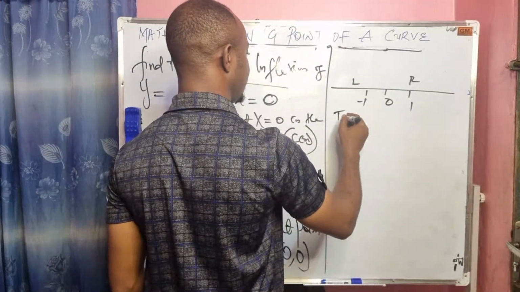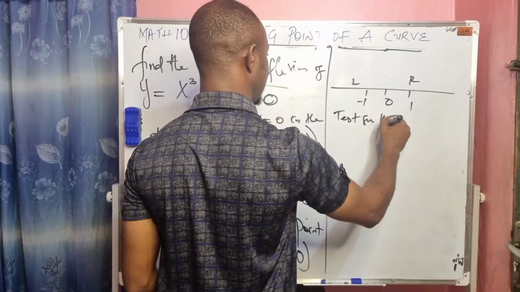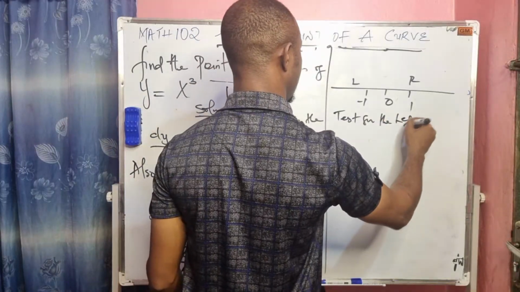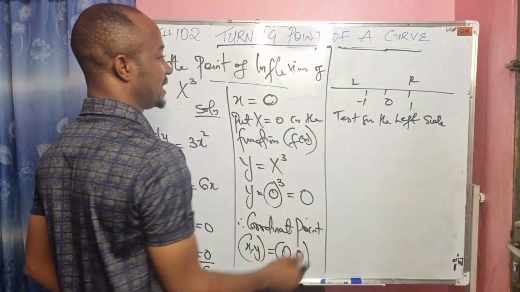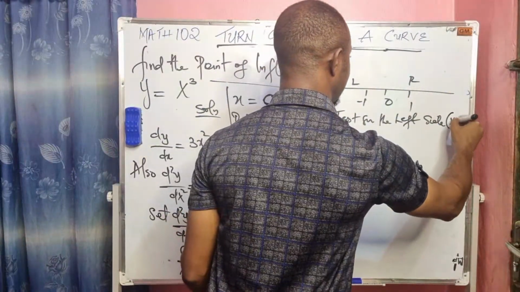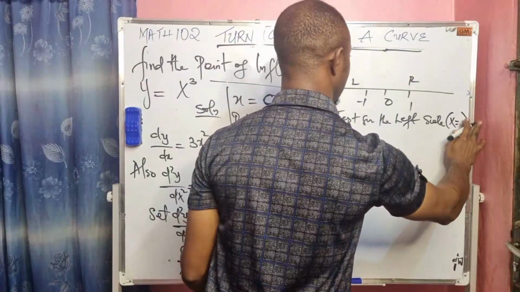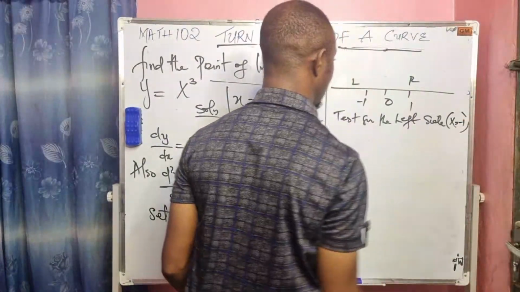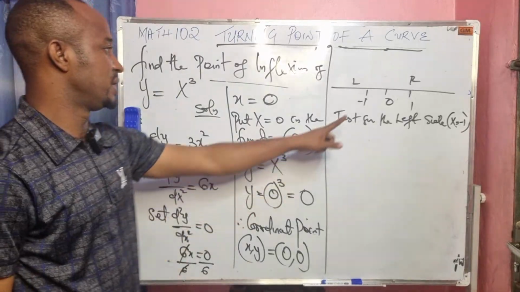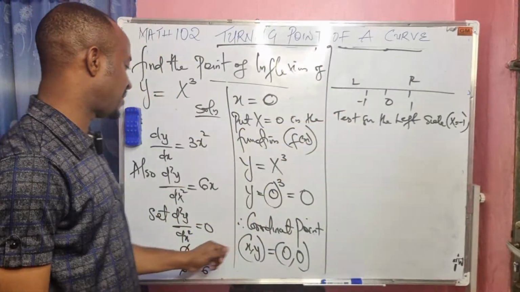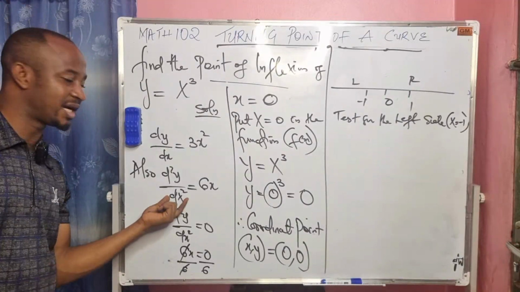To the left, okay? Test for the left side. When we test for the left side, x equals -1, right? x equals -1. What do we do here? I will put the value of my x as -1 into the second derivative function.